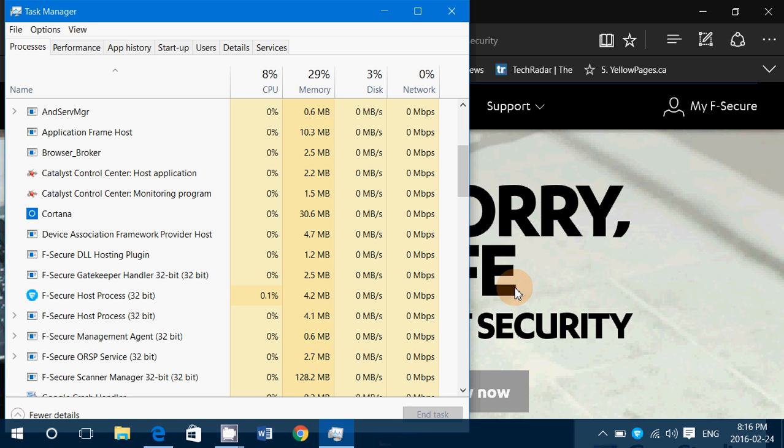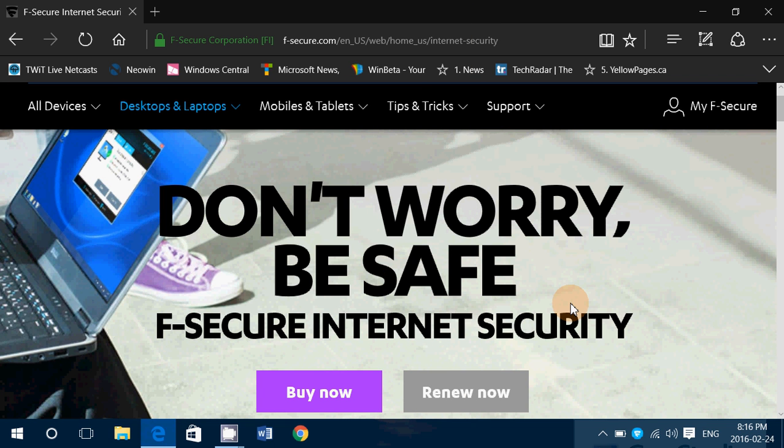So I'm giving this antivirus a 7.5 out of 10. I'm not really sure it does the job totally that it needs to do, because of all the tests that I've done. So F-Secure Internet Security, this is my verdict and what I think, and other antivirus do a better job actually detecting everything.